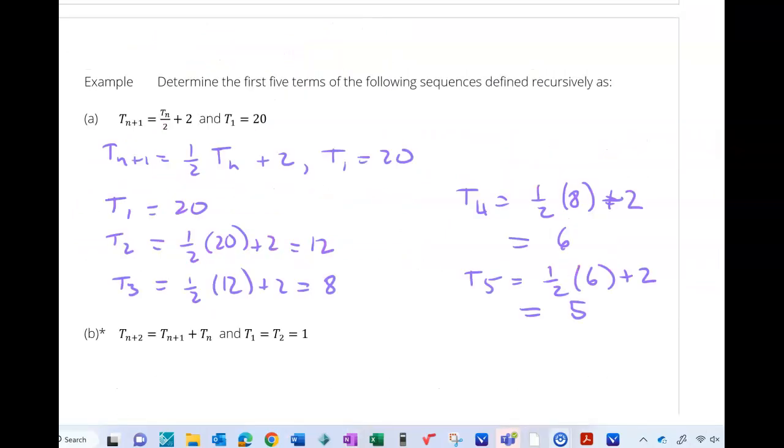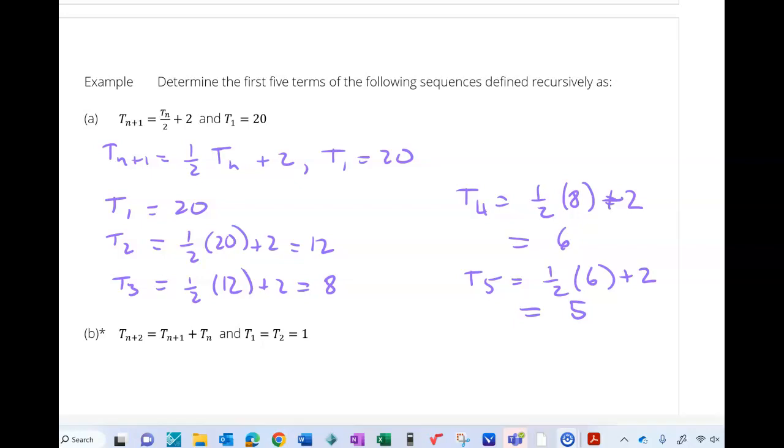So it has got a star next to it, the next one. But this one, so term Tn on 2 or half Tn is my preference. And halve the previous term and add 2 to get the next term. So again, we just keep going through the motions. We need the previous term to get the next term. That's the whole point of recursive rules.